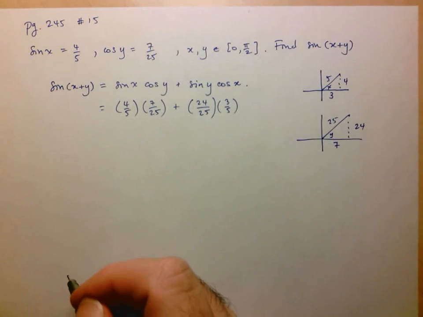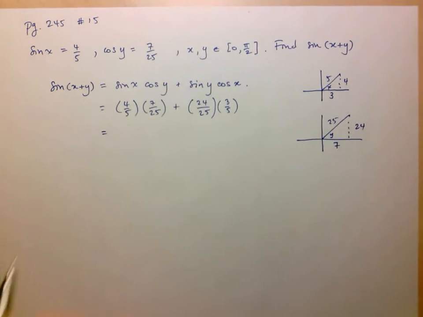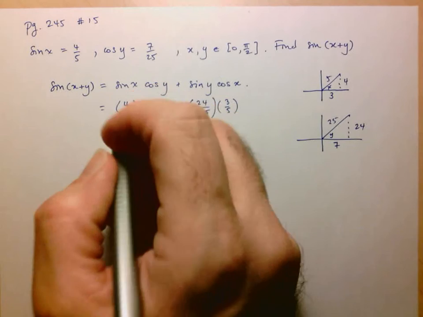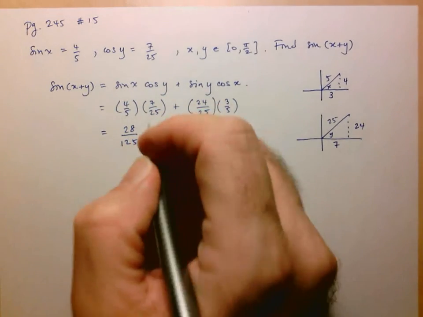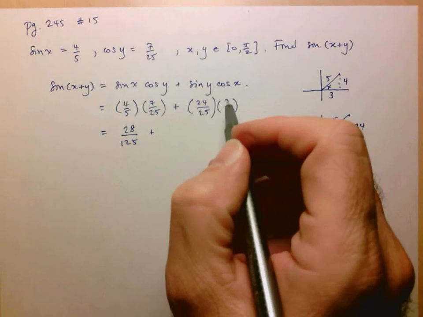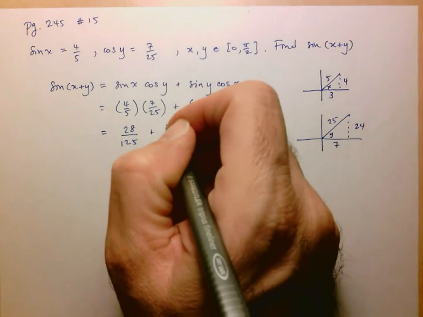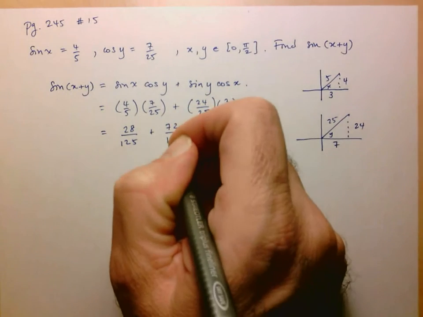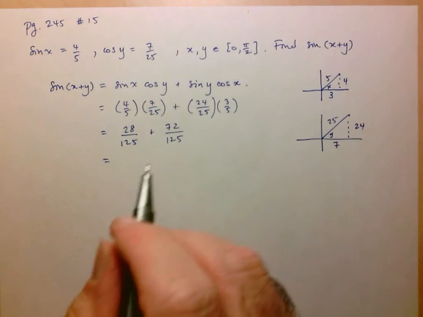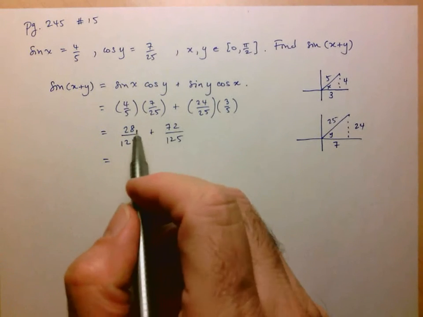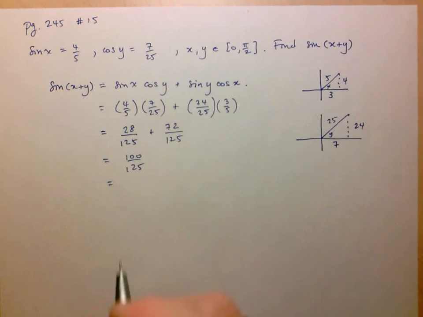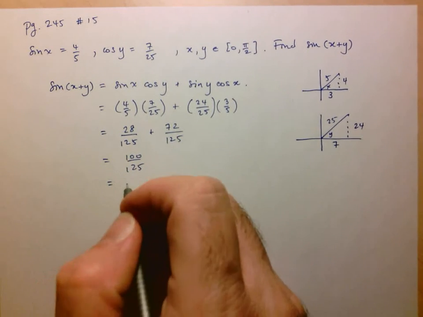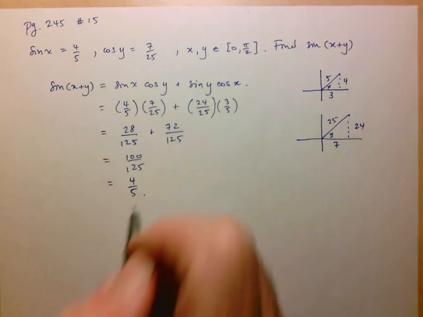Now from here we just have to calculate this. What do we have? We have 28 over 125 plus 24 times 3, which is 72, over 125. Adding these, we get 100 over 125. Both are divisible by 25, so this is just 4 over 5.